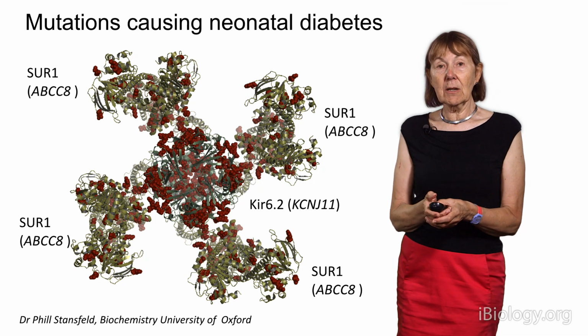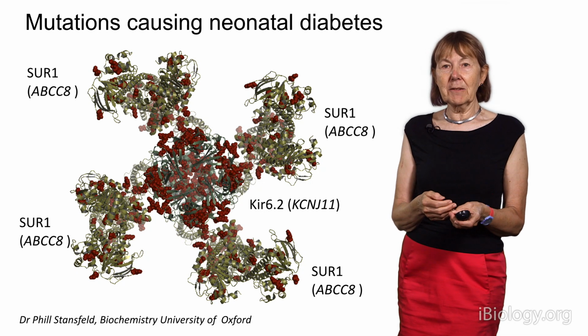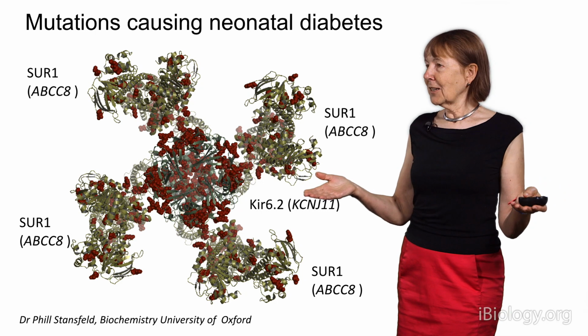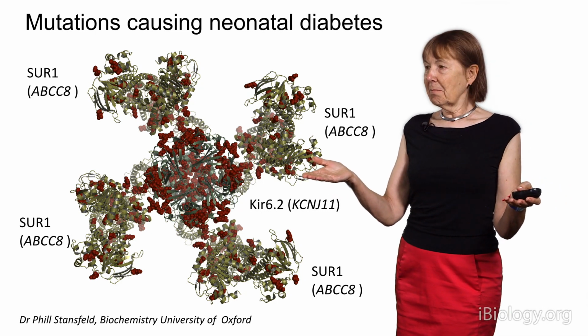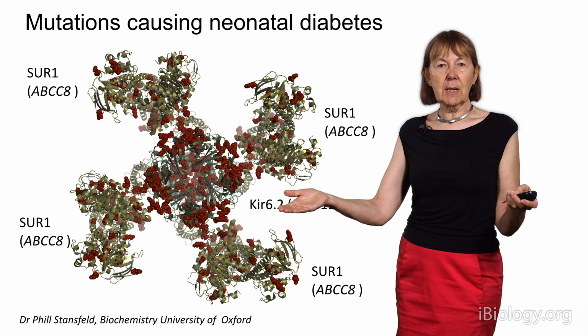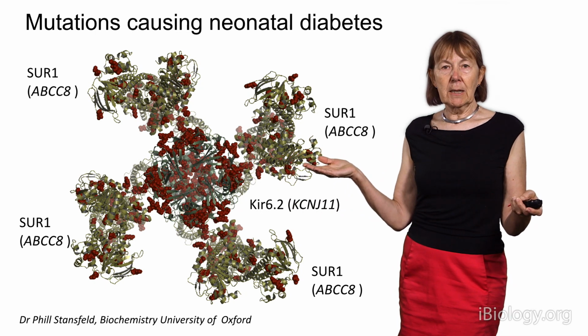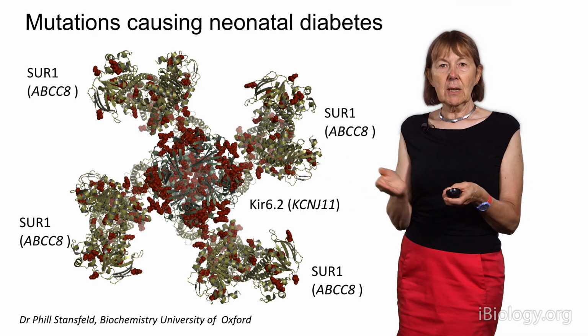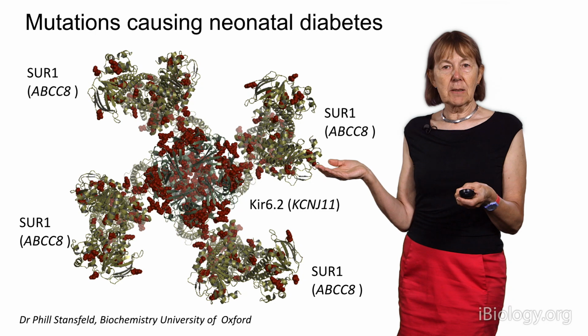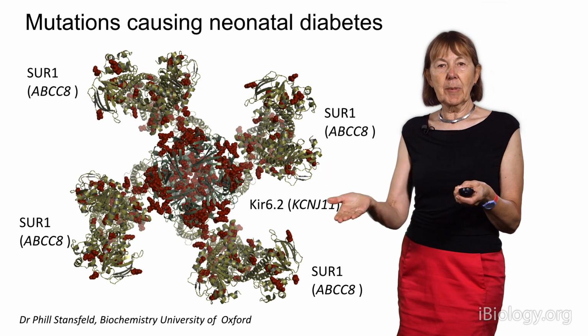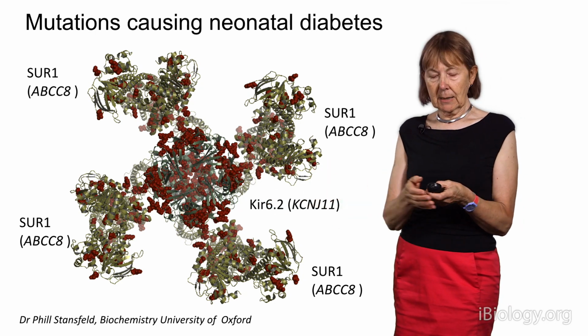And the mutations that cause neonatal diabetes are found all over the channel, as you can see here. So many of them are found in the Kir6.2 subunit, but there are also very many in SUR1. And I'm just going to illustrate how these mutations work by showing you what happens with mutations in Kir6.2.